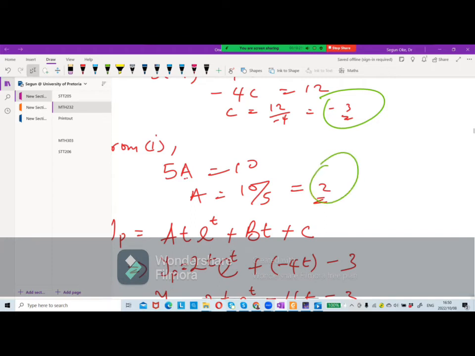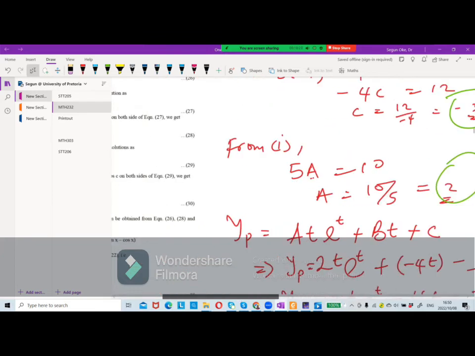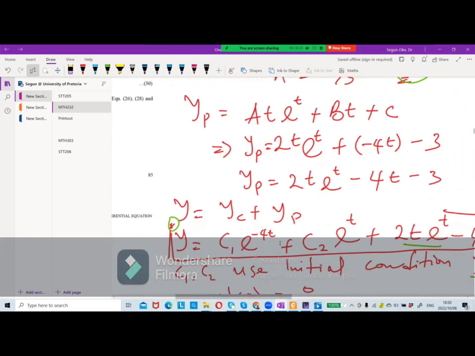We have this. So since we know our y from day 1, we can substitute it now. Now we have our constants, a, b, and c. We have them, so we can substitute them. So our yp will be equals to 2t exponential t plus, multiplied by negative, we have -40 minus t. So this will be our yp in this case.